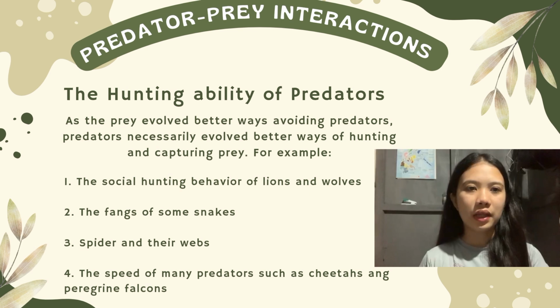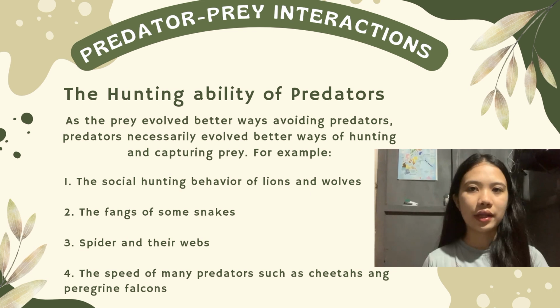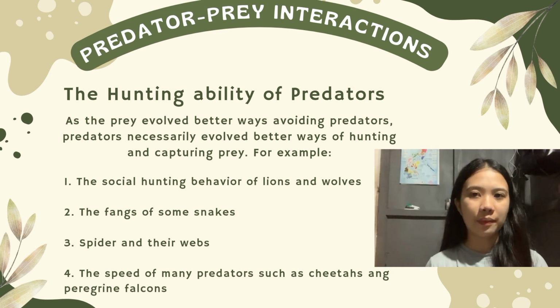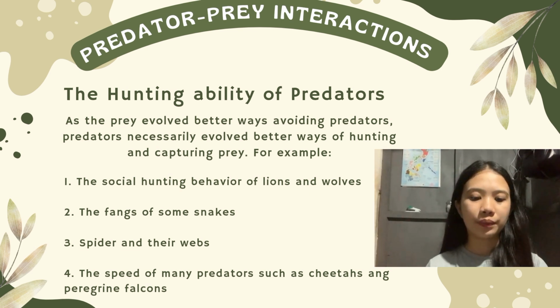The hunting ability of predators. Predators are good at hunting. They use their strong senses, sight, hearing, and smell to find food. They are fast and strong with sharp teeth and claws to catch and kill prey. Some hide and wait, others chase, and some hunt in groups. Hunting helps keep the balance of nature.